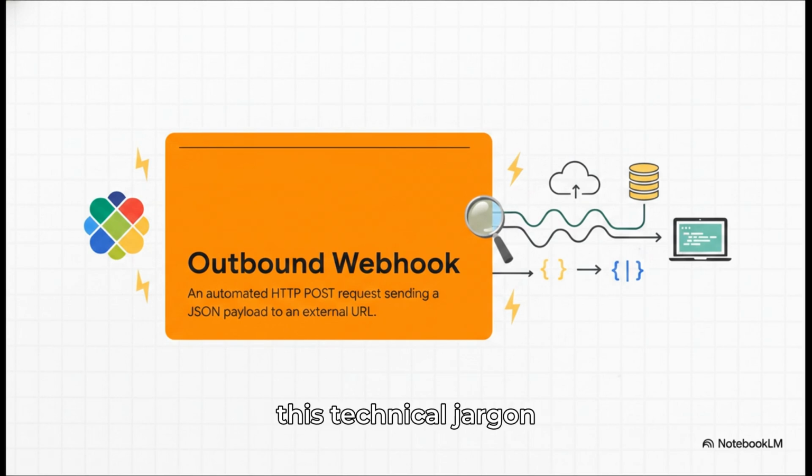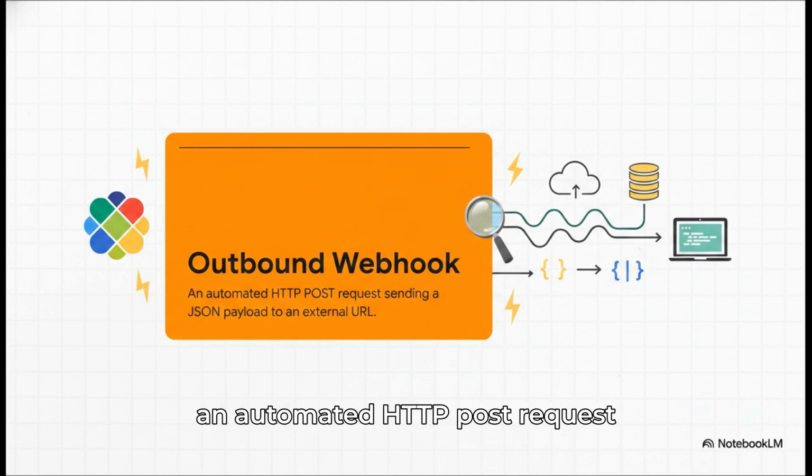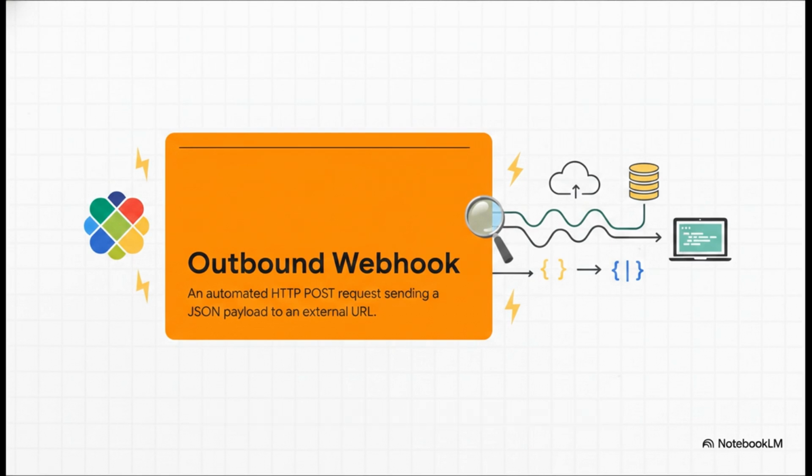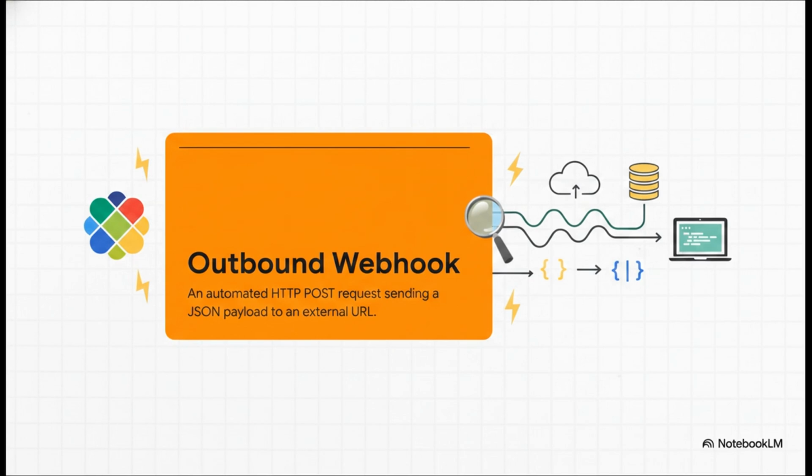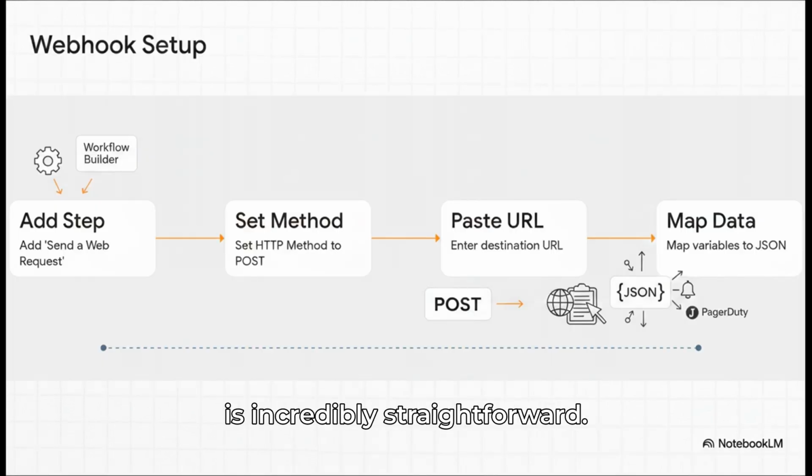Now, let's ground this technical jargon with a really clear definition. An outbound webhook is simply an automated HTTP POST request that sends a JSON payload of data from your Slack workflow over to a specific external URL. Think of it like a digital messenger. Essentially, this is just how Slack talks to the outside world, instantly telling your other tools that something important just happened.